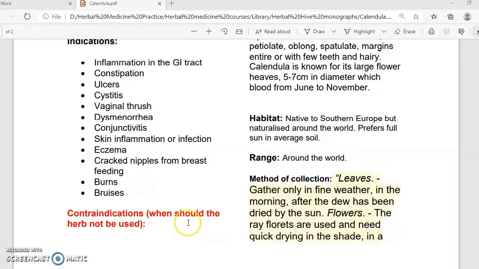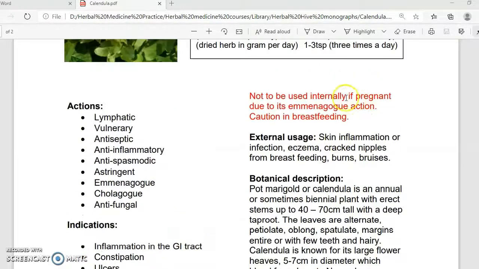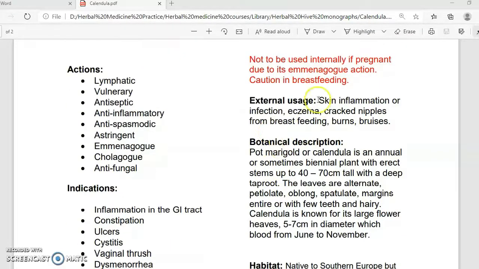So here we've got the contraindications in red, as I talked about, not in pregnancy, and caution in breastfeeding. Now, there are not any interactions with medications here. This is where it will be listed if there were any interactions with medications with calendula, which there aren't currently. Obviously, that does change, but currently. Then we've got external usage, and again, it's a list of how it can be used externally.